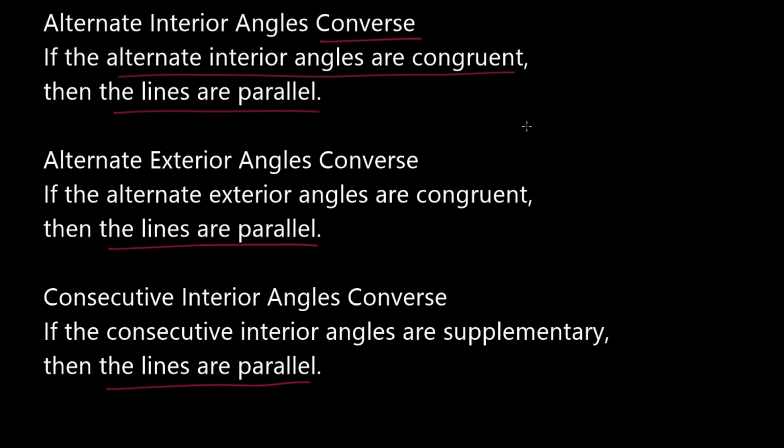I have my corresponding angle converse, which says that if the corresponding angles are congruent, then the lines are parallel. I have my alternate interior angle converse, which says that if the alternate interior angles are congruent, then the lines are parallel. I have my alternate exterior angle converse, which says the same thing about alternate exterior angles. And then I have my consecutive interior angles converse, which is again kind of the black sheep of the group, and it says that if the consecutive interior angles are supplementary, then the lines are parallel.